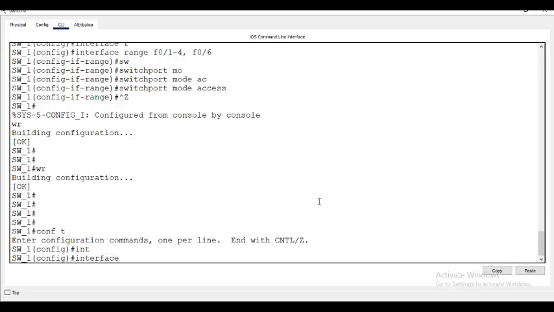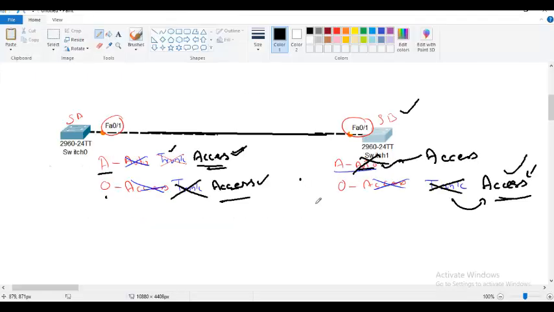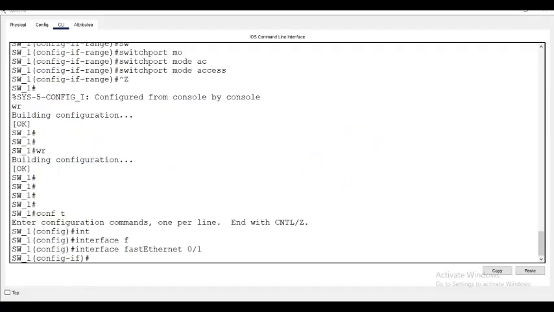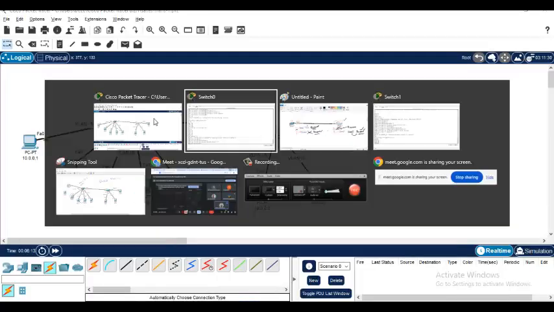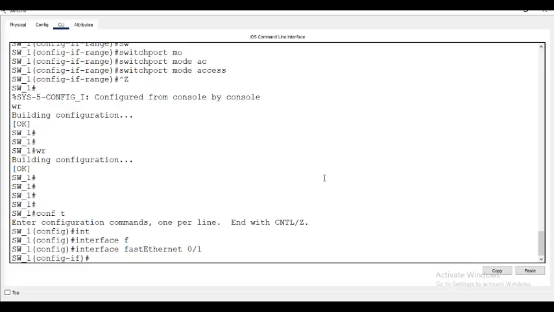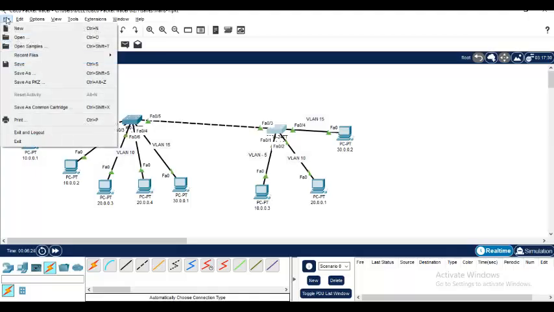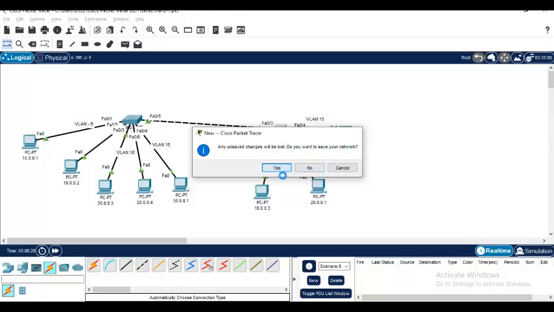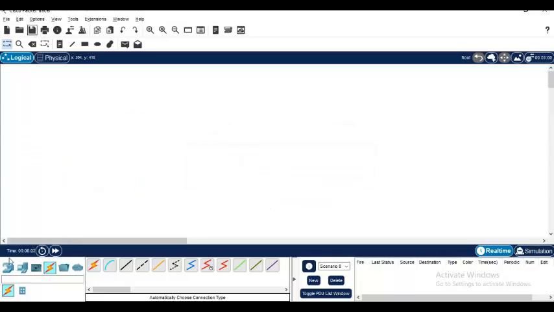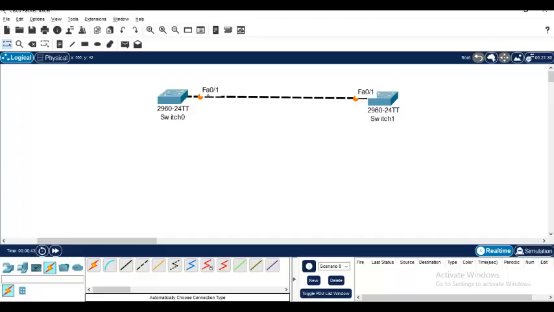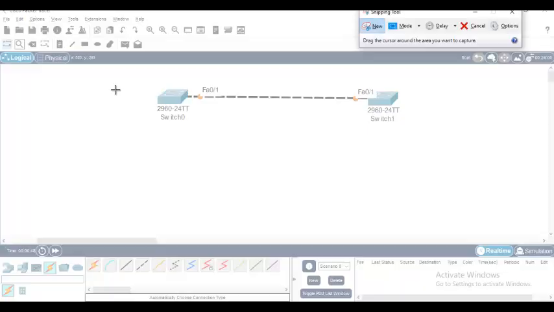You see, I'm going to have this side dynamic desirable configured. And this side, assume this side is default auto. Here I am going to configure dynamic desirable. This side, it is default.